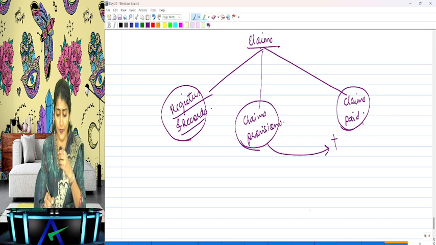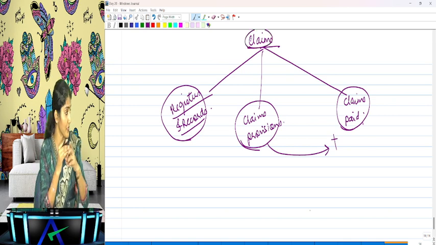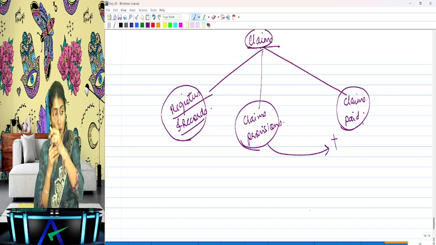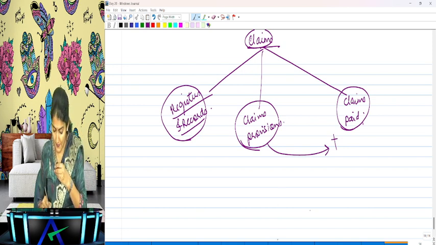Right, so now regarding the claims, we need to discuss the three questions: the registers and records, the claims provisions, and also the claims paid. Is it clear to everyone?